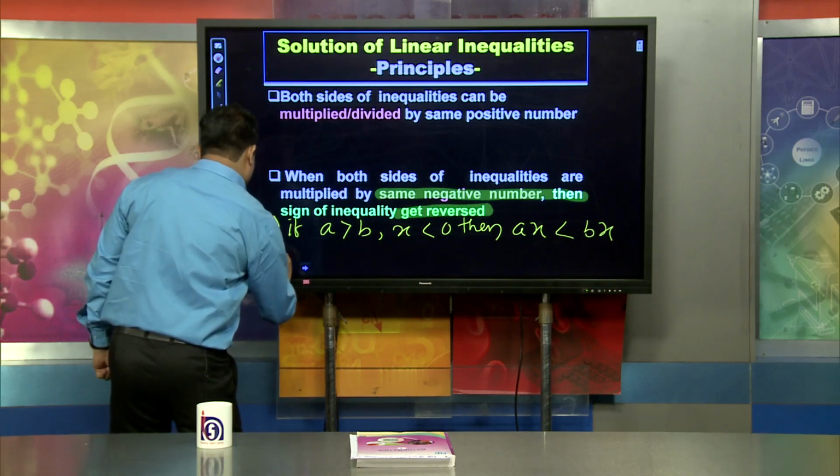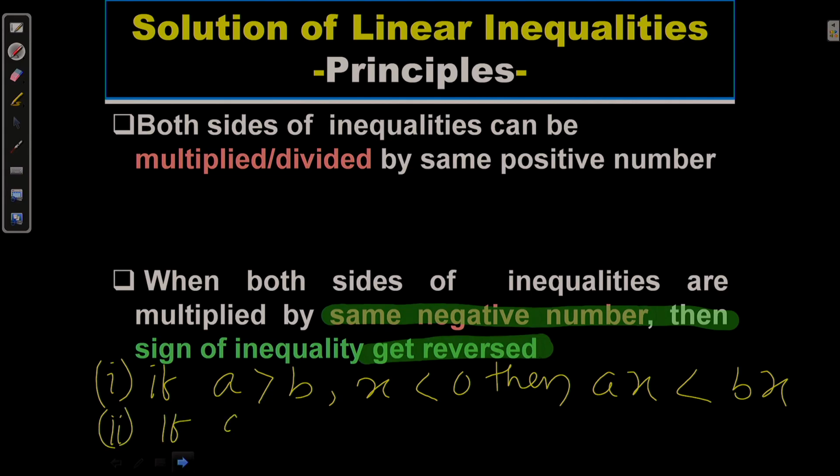Similarly, suppose we divide, A greater than B and x less than 0, then A by x is less than B by x. It was greater than, but since x is a negative quantity, A by x is less than B by x.